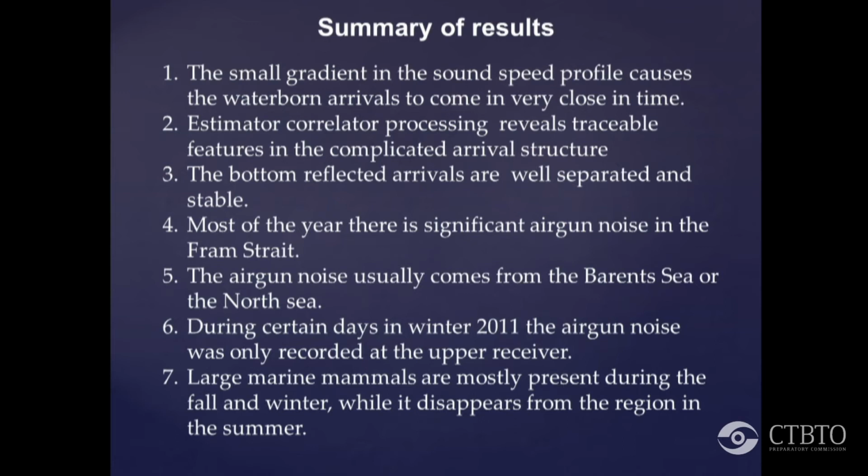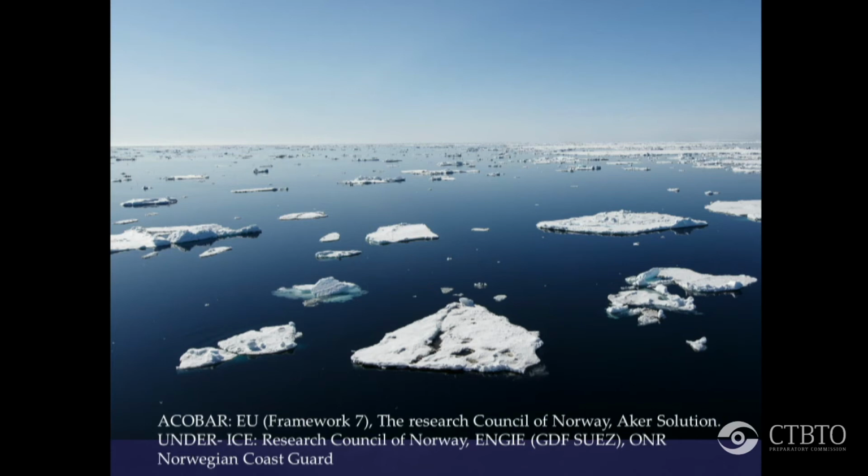And then most of the year you can see significant air gun noise in the Fram Strait. That is an issue when it comes to the marine mammals up there. It usually comes from the Barents Sea or the North Sea, and it's very driven by the bathymetry. During certain days, as you saw, the air gun noise is only detected on the upper receiver, and we also see this seasonal presence might be related to the seismics, but not necessarily. It can also be the food that comes and goes. So that was what I wanted to tell you about this, and if you have more questions about what we plan to do in the Arctic, you are welcome to ask.